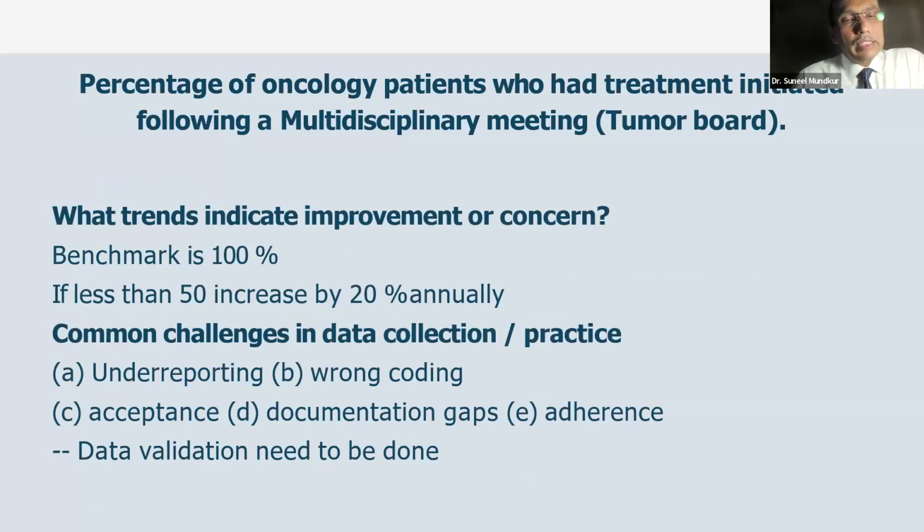Again, the benchmark is to be 100%. If less than 50, increase by 20% annually. This is just my one suggestion. You can increase it even to 100% in another 2 or 3 months. The same challenges will be there, like under-reporting or wrong coding.